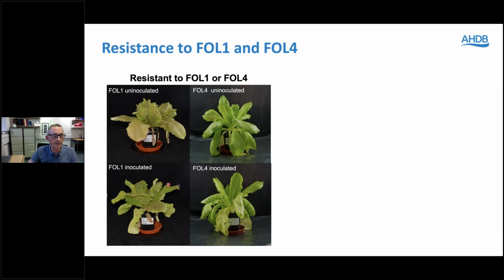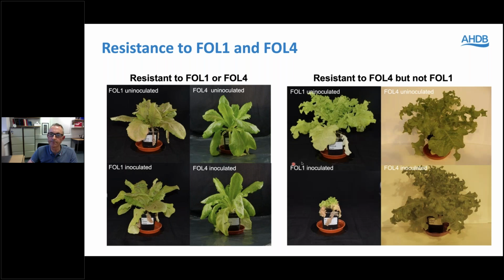And just to show you some photographs on that, it does seem to be complete resistance. So these are lines which are resistant to FOL1 or FOL4. So we have uninoculated lettuce at the top and inoculated lettuce at the bottom, and you can see they look pretty much the same. And here is the line which is resistant to race 4 but not race 1, and obviously you can see the race 1 inoculated lettuce here showing very good symptoms of disease.